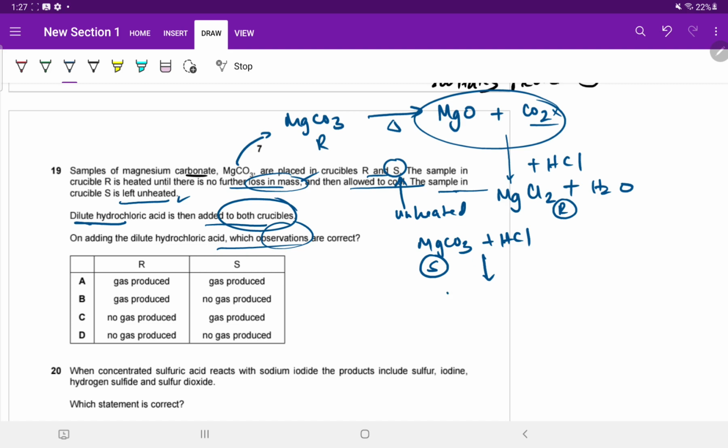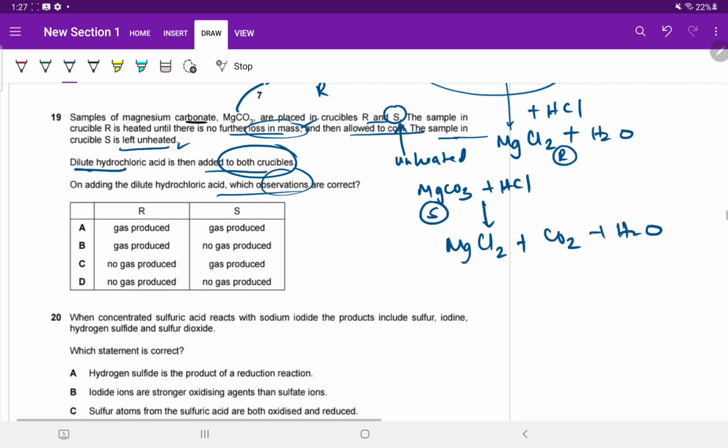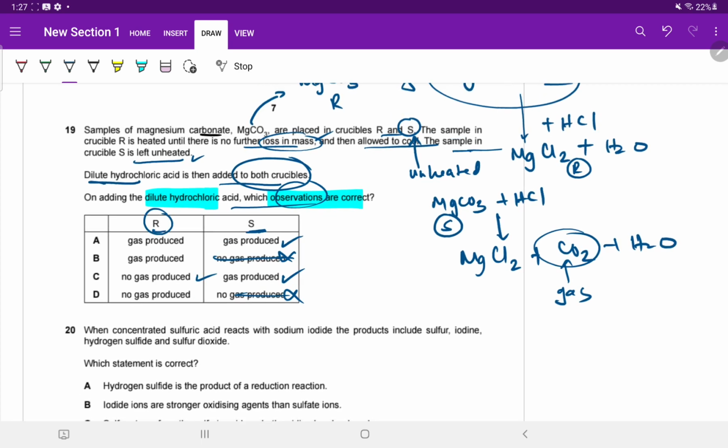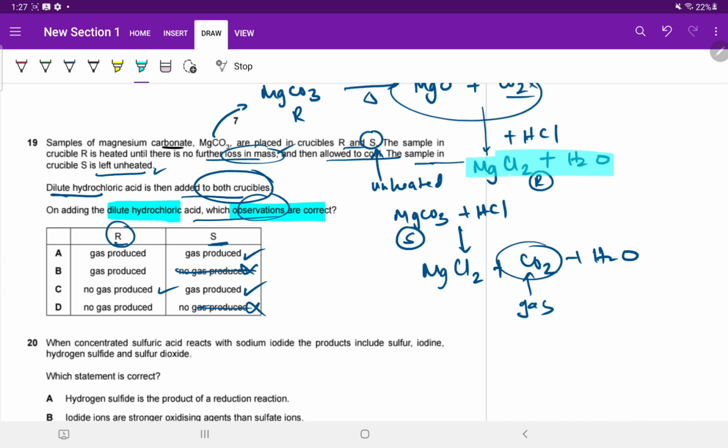So when we add HCl to magnesium carbonate, we know carbonate plus acid will form magnesium chloride plus carbon dioxide plus water. Now they have asked us, on adding dilute HCl, which observations are correct. For magnesium carbonate, we can see carbon dioxide, which is a gas. So for S it has to be gas produced, so these two options can be ruled out. And for R, there is no gas produced, because as you can see, magnesium chloride and water, we cannot find any kind of gas over here. So our answer shall be C.